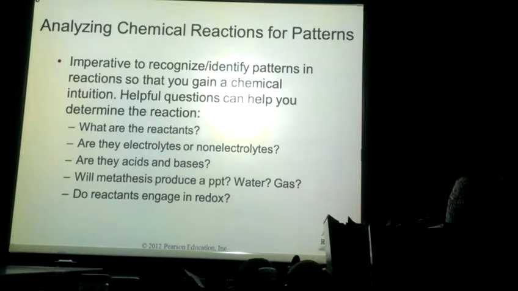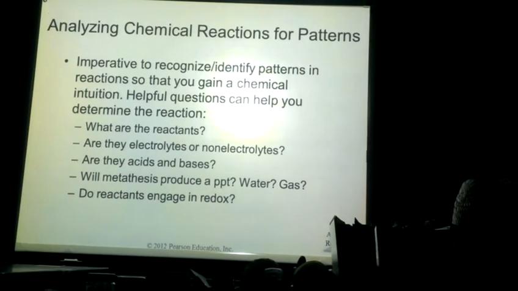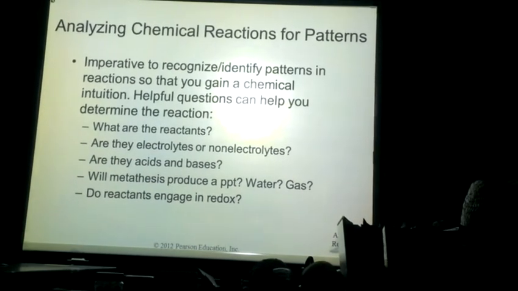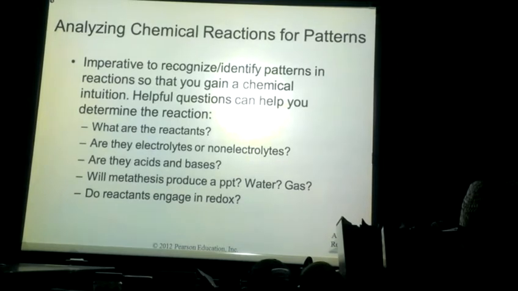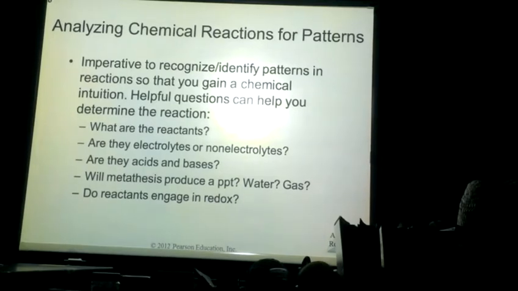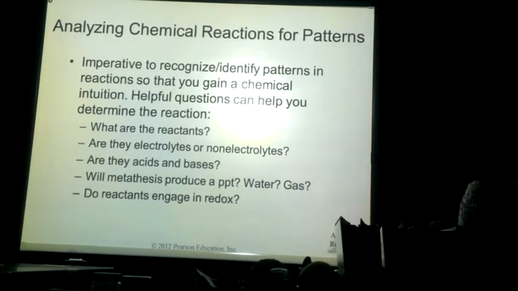What are my reactants? So maybe if I have an element with a compound and I look at my products and see that I have another element and compound, that could be a big key that it's a single displacement reaction, okay? Are they electrolytes or non-electrolytes? Because sometimes that can help me determine if I have ionic compounds breaking up and maybe it's just a simple double replacement metathesis reaction where they're just going to transpose.